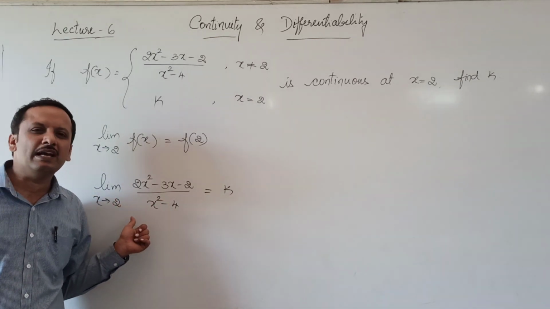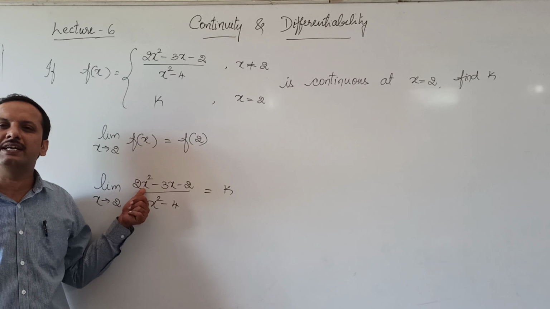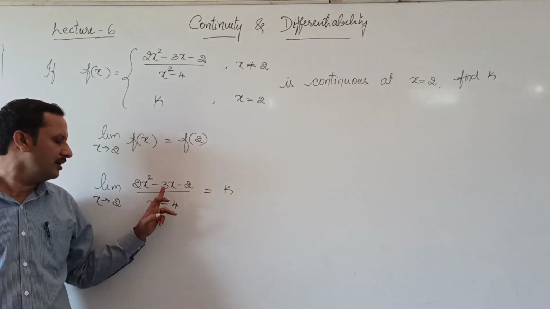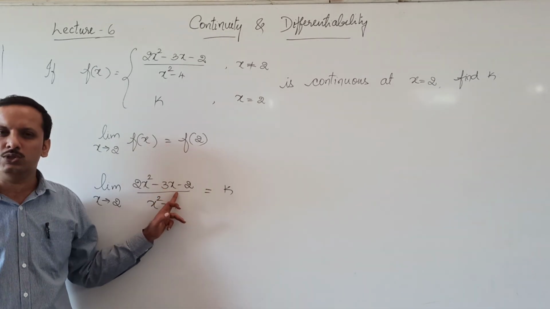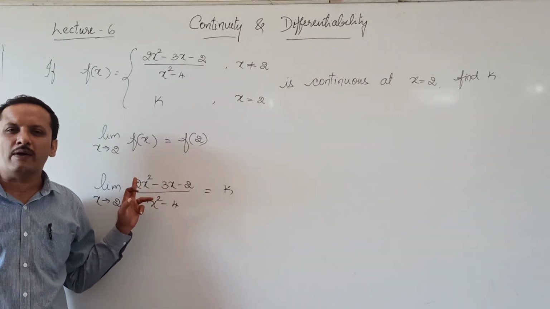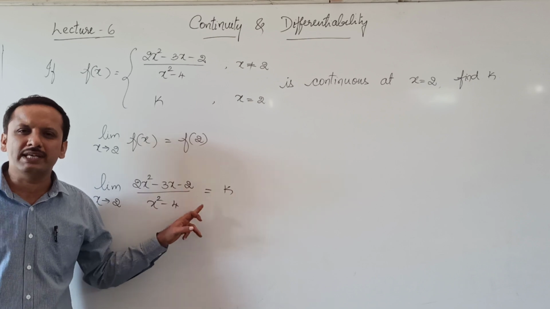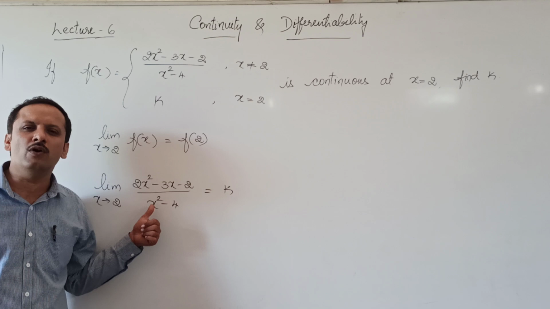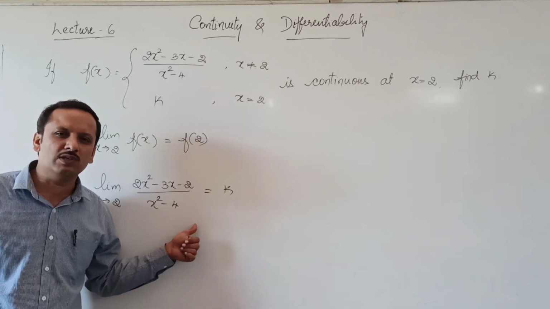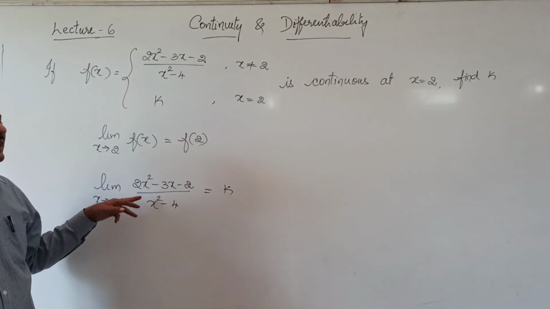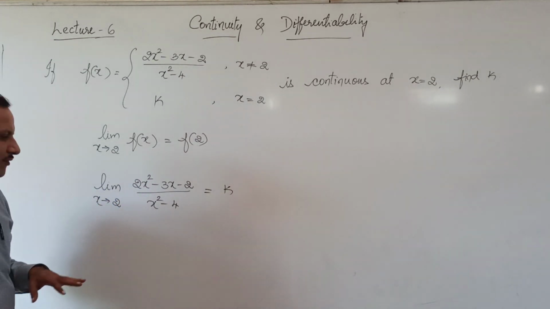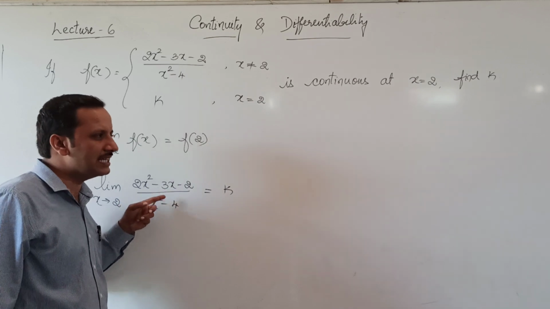So if I directly apply the limit, let us see what happens. Here we get 2 into 2 square. 2 square is 4, 4 into 2 is 8, minus 3 into 2, 6, minus 2. So you have 8 minus 6 minus 2, which will be 0. And in the denominator, 2 square, which is 4, 4 minus 4, that will also be 0. So this is an indeterminate form. We will get 0 by 0, an indeterminate form. So what do we do? We should factorize this.